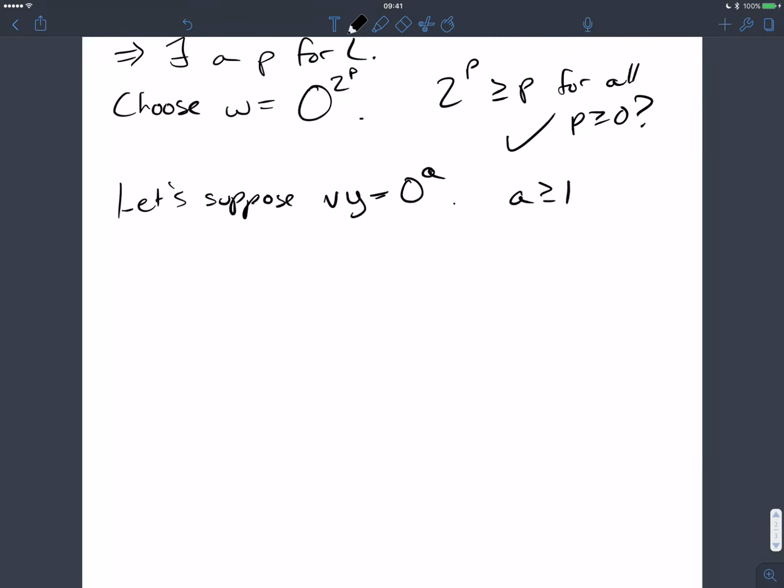Well, how about let's pump up? Let's see what happens. So consider pumping up once to uv squared xy squared z instead of just uvxyz. Well, what is this string at the very end?